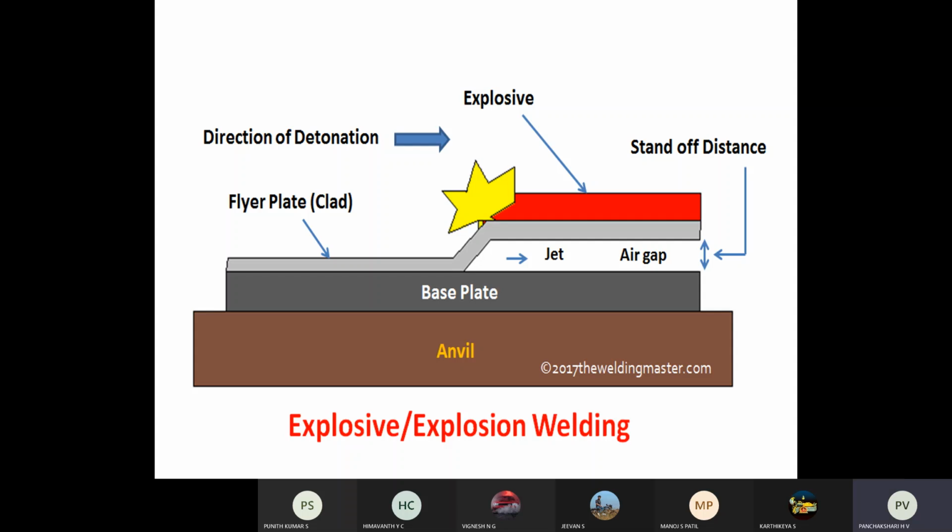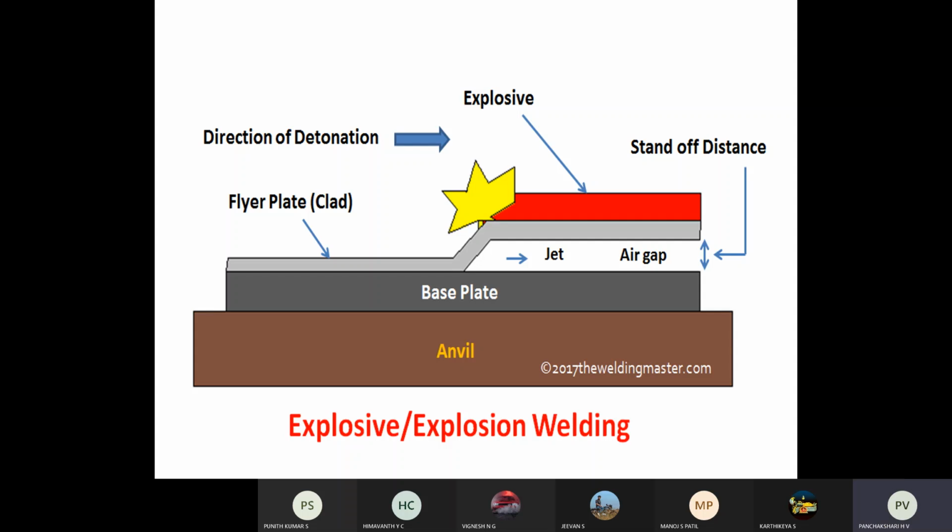Here, you can see this diagram first. Look at this diagram carefully. In this diagram, you can observe an anvil block. This is the anvil block, which is the basic material or base support. Above this, the metal part, that is the base plate, is kept. Above the base plate, we have kept the welding material, also called the flyer plate. The flyer plate is also called the cladding material.